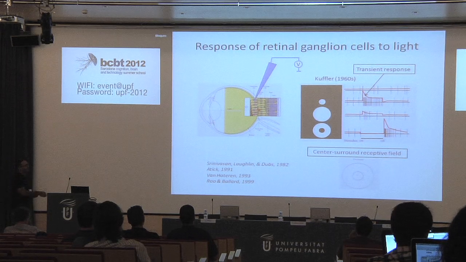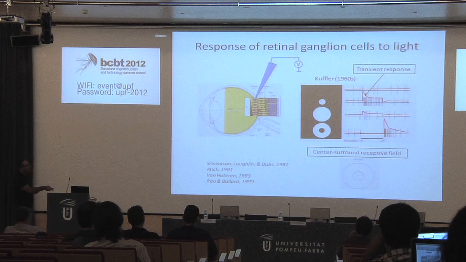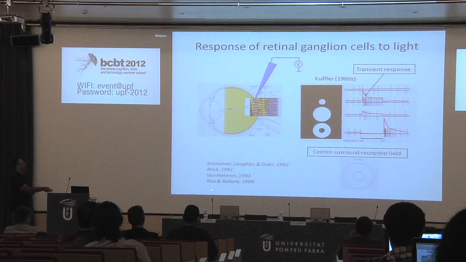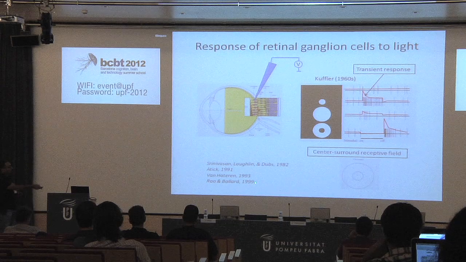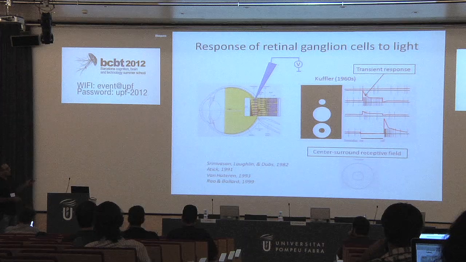And by the way, I should mention that starting with the seminal work of Srinivasan, Laughlin, and Dubs, other people have developed this, such as Atick and van Hateren, and in a slightly different context, Rall and Barlow. And these are the other esteemed speakers at this school. So keep that in mind. Okay, so can we account for the spatial receptive field?